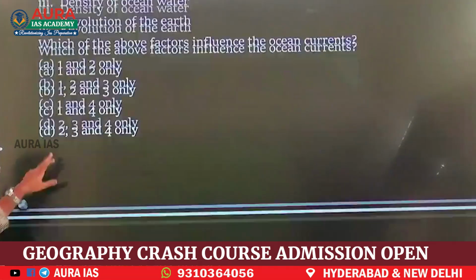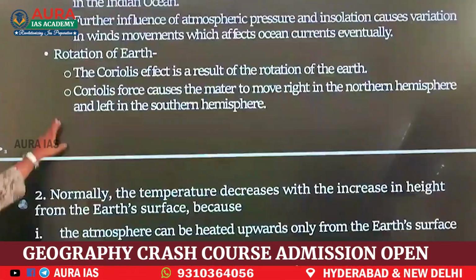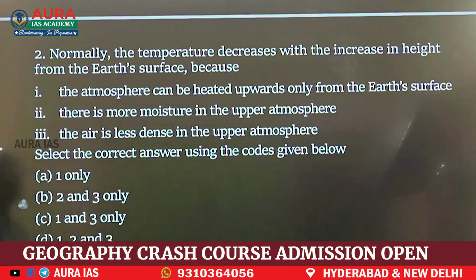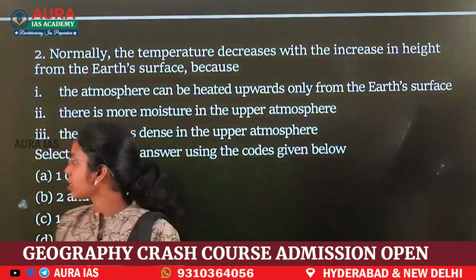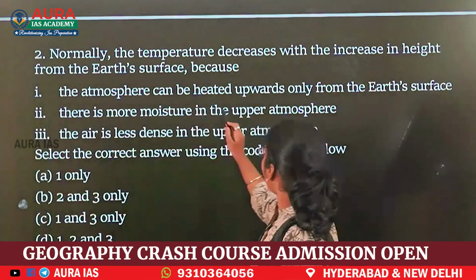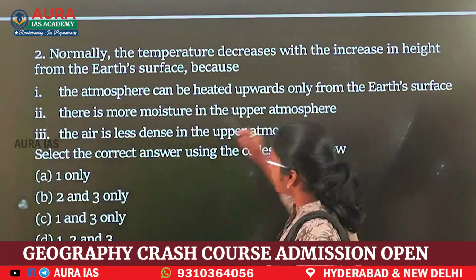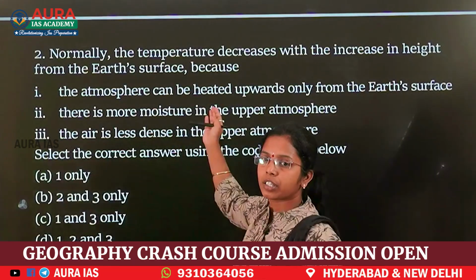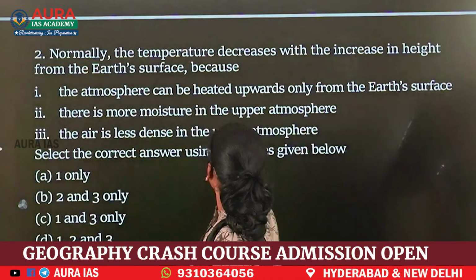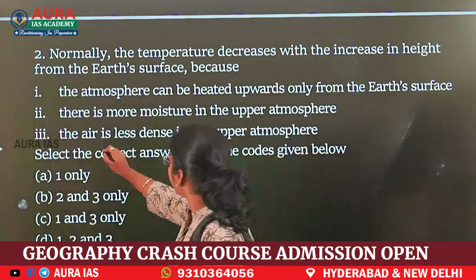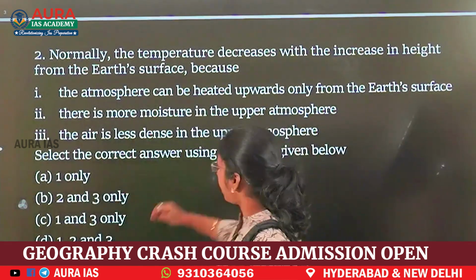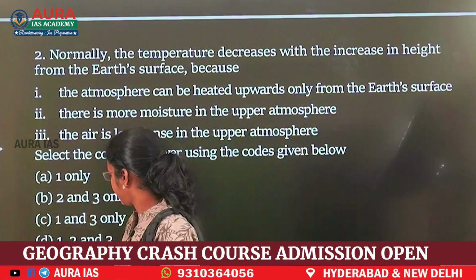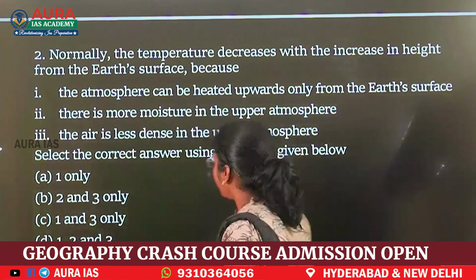Next question. Normally, the temperature decreases with the increase in height from Earth's surface because: the atmosphere can be heated upwards only from the Earth's surface; there is more moisture in the upper atmosphere; the air is less dense in the upper atmosphere.